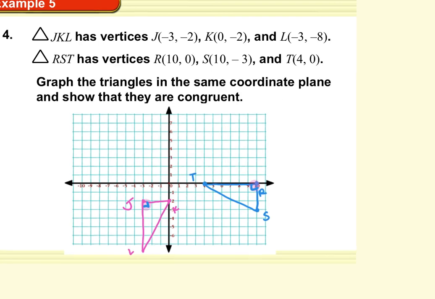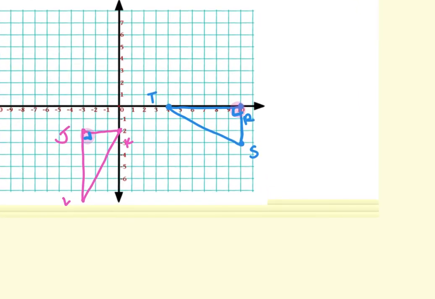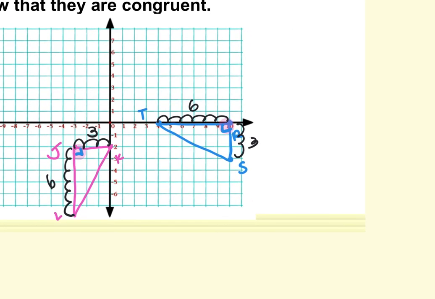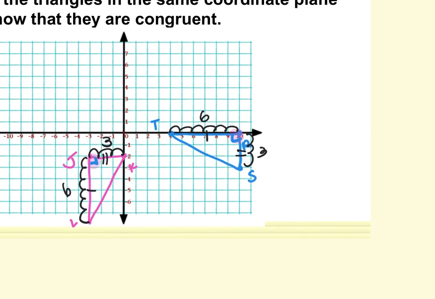Then I can use my horizontal and vertical sides to literally count. So 1, 2, 3, 4, 5, 6. And then 1, 2, 3. If I do the same on the other side, 1, 2, 3. And 1, 2, 3, 4, 5, 6. So I have two pairs of congruent sides and the angle between them.